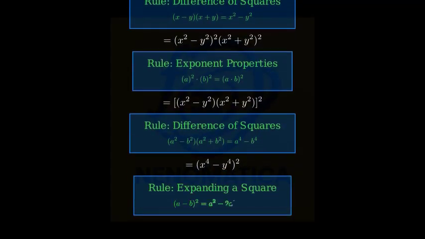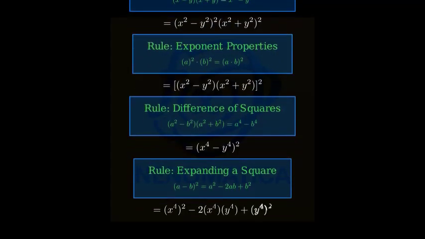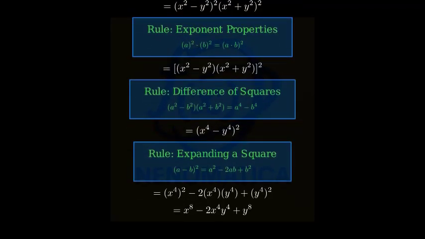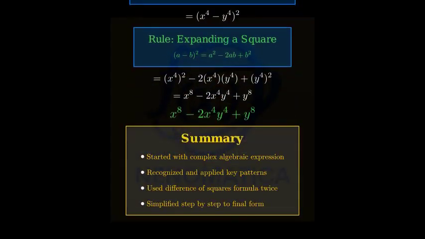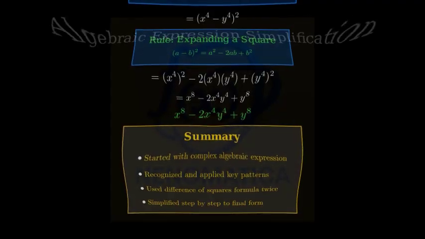Finally, let's expand (x⁴ − y⁴)². Using the formula (a − b)² equals a² − 2ab + b², we get x⁸ − 2 times x⁴ times y⁴ + y⁸. So, we've simplified our original expression, (x − y)² times (x² + 2xy + y²) times (x² + y²)², to x⁸ − 2x⁴y⁴ + y⁸. This is our final answer.